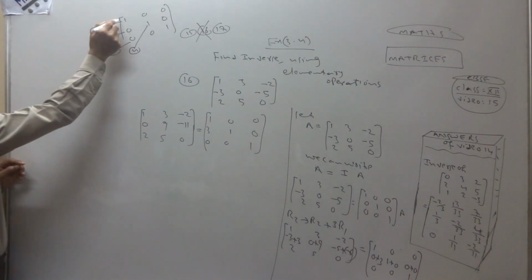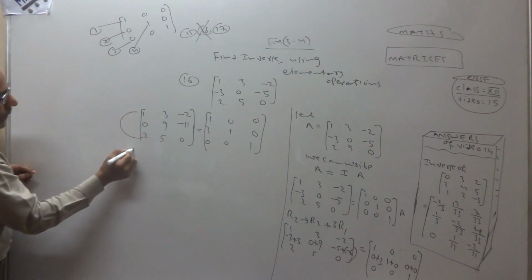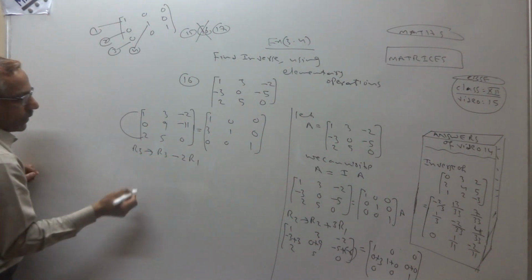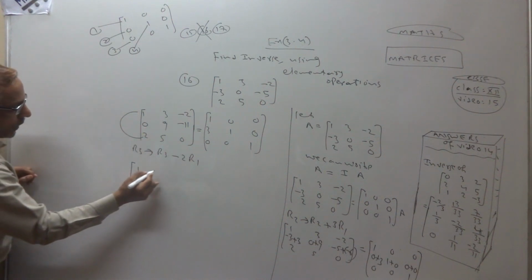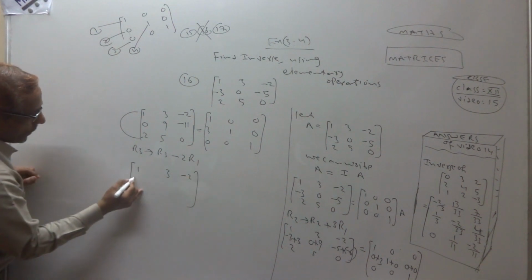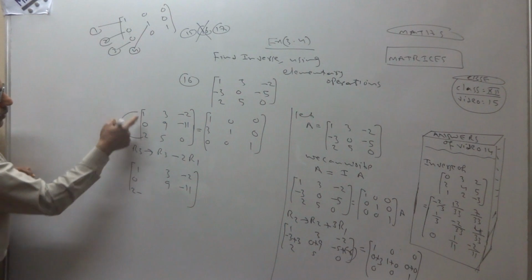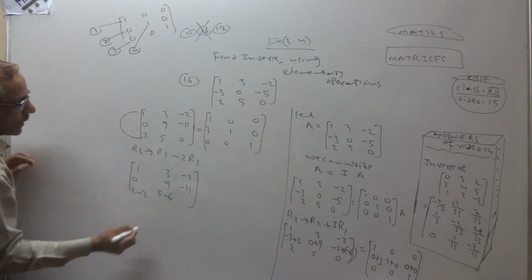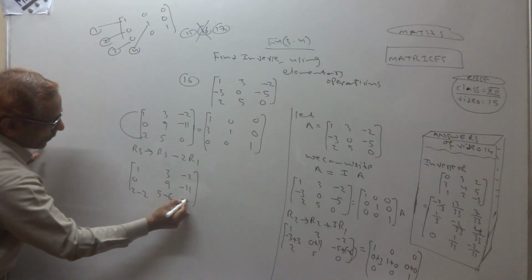Say first step, second step, third step. Now I have to get 0 here. So R3 gives R3 minus 2R1. 2 minus 2 ones is 0. 1, 3, minus 2, 0, 9, minus 11. Now we have to make this 0. 2 minus 2 ones is 0. 5 minus 2 threes is minus 1. 0 plus 2 twos is 4.